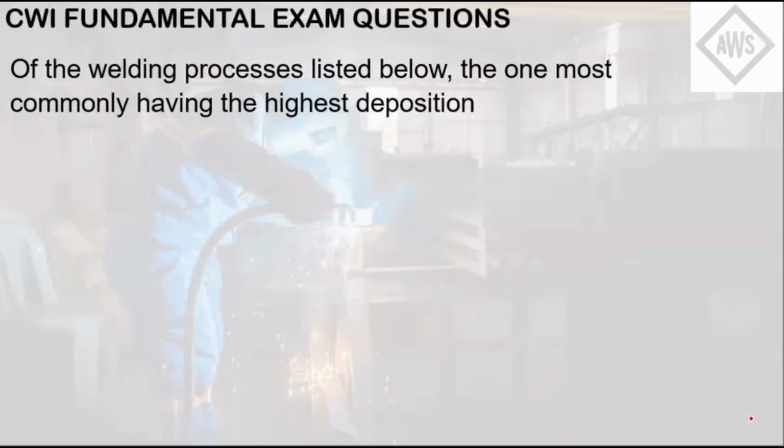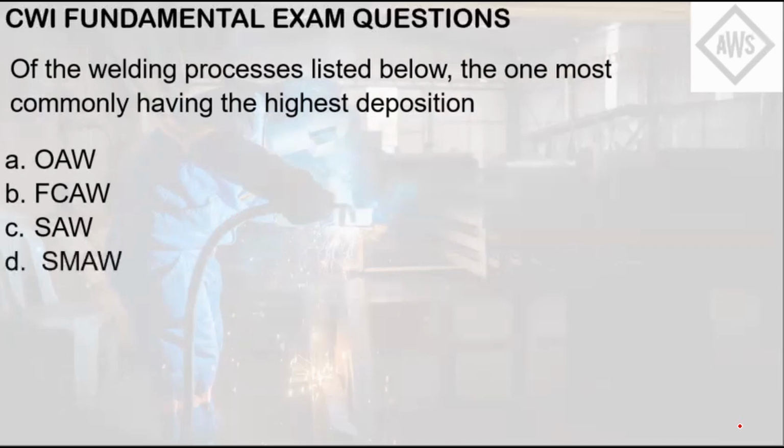Of the welding processes listed below, the one most commonly having the highest deposition is: Letter A, OAW or oxyacetylene welding. Letter B, FCAW, flux cored arc welding. Letter C, SAW or submerged arc welding. Letter D, SMAW. Letter E, GMAW. So the answer here is submerged arc welding, SAW.